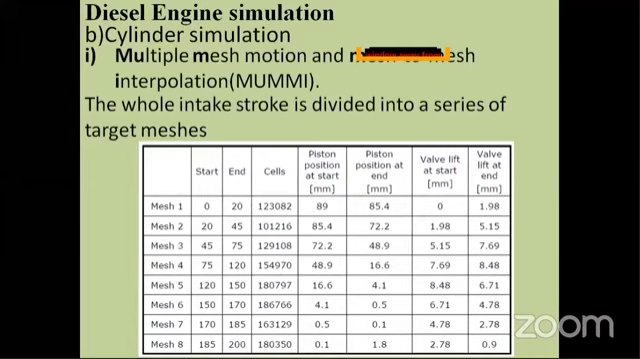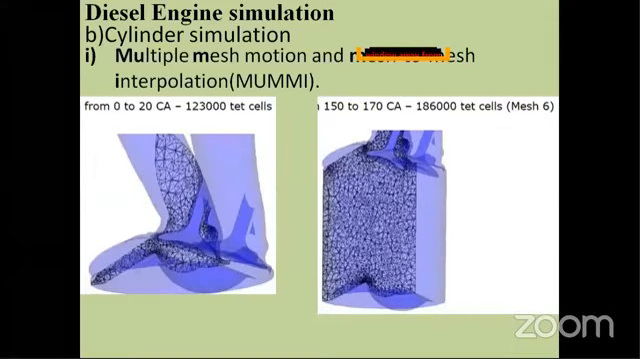Now we can see the MUMMI approach. Different meshes are used. Eight meshes are used. From crank angle 0 to 20, there is one mesh. From 20 degrees to 45 degrees, there is a second mesh. 45 to 75, there is another mesh. 75 to 120, the next mesh, and so on. You can see at 0 to 20 there are very small spaces, while at 150 to 170 they are very huge. Such a drastic shape change occurs, so it is more correct to have different meshes.